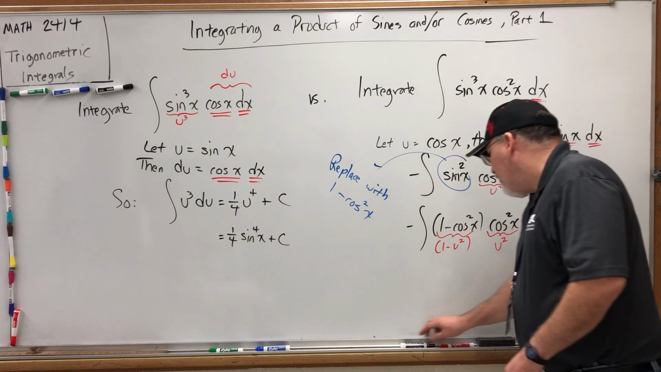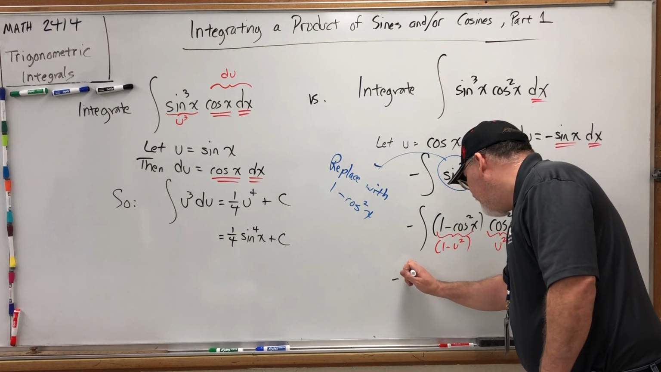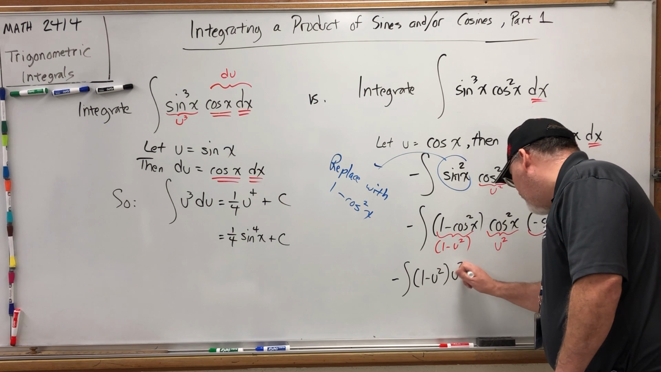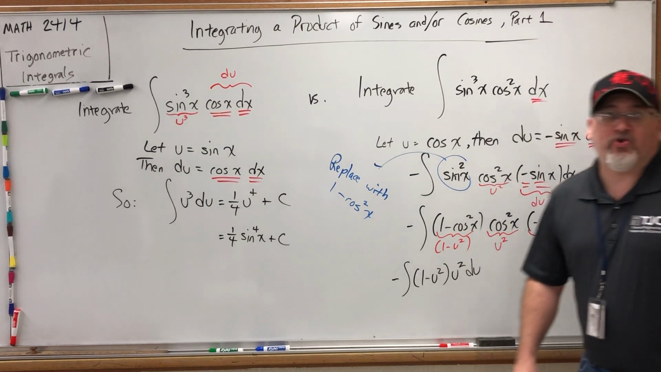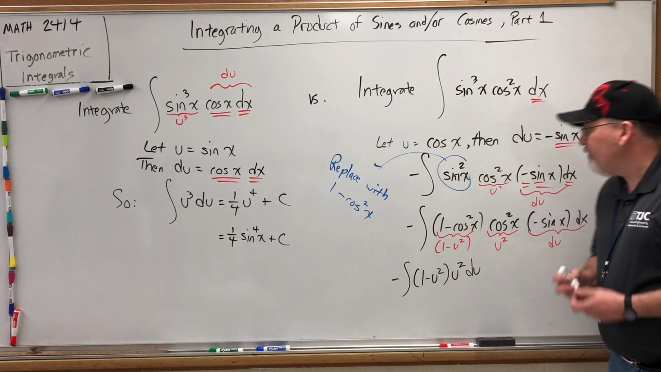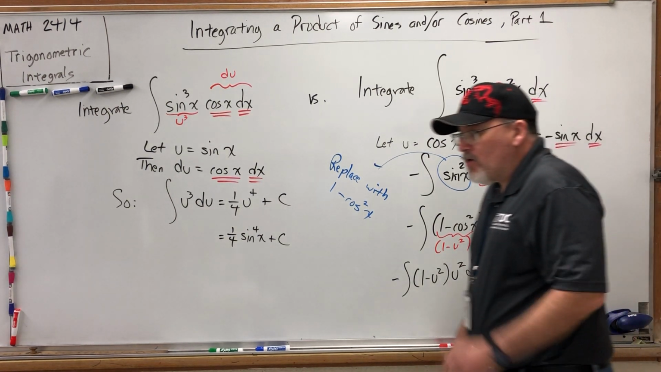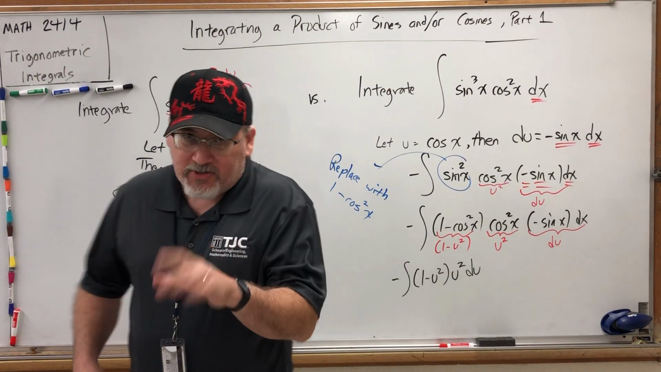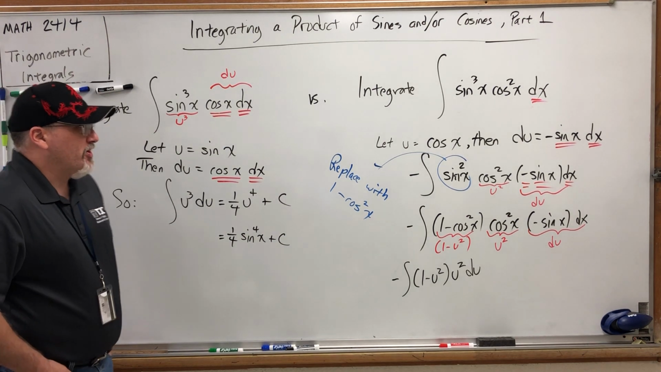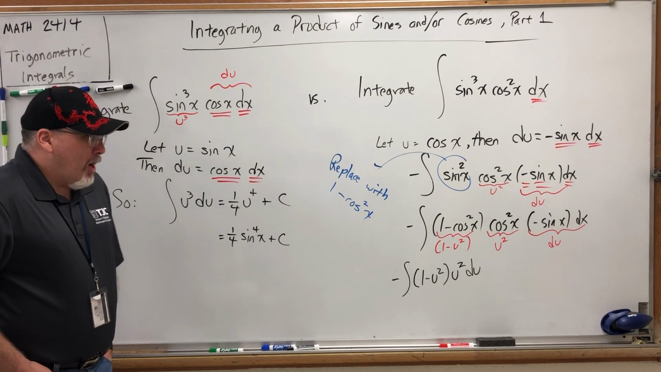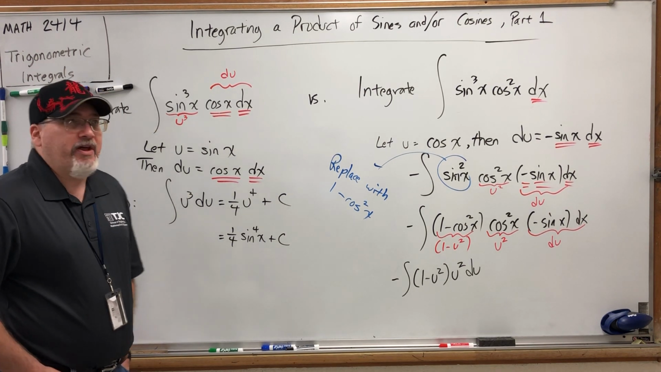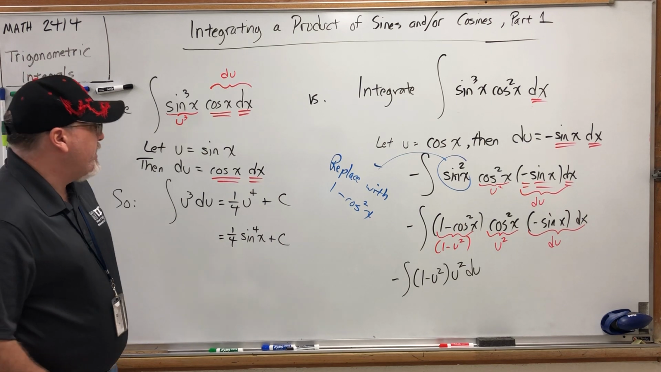And now our integral is negative integral, parentheses, 1 minus u squared, du, and now that's just a straight up algebra integral. I would distribute the u squared, integrate, don't forget this. We're going to finish this problem in the next video, but the key thing I wanted to point out, and this is what we're going to turn into a technique, is that when you are integrating a product of sines and cosines, you have a couple of choices on what the substitution will be. You can say u equals sine x and u equals cosine x, but not all substitutions are created equal.